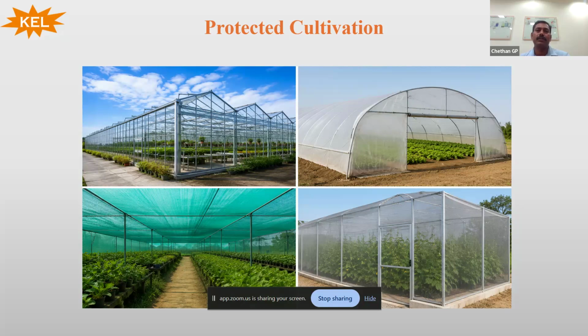Protected cultivation also facilitates year-round production, improves crop quality, increases productivity, and reduces pesticide use. As labor costs rise and climate variability increases, greenhouse production supported by high quality substrate is becoming increasingly important.